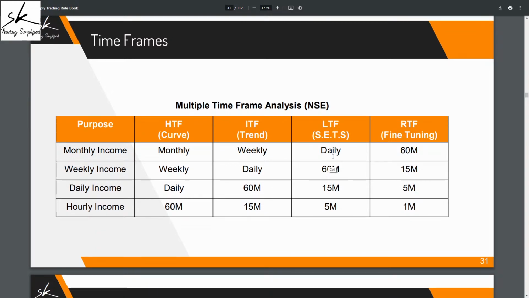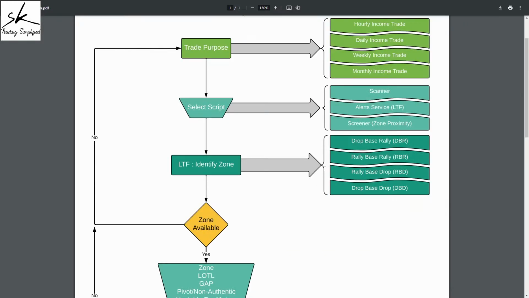So as soon as I am done with my step number 1, I select my purpose of trade, I get the clarity to what time frames I am using, plus what analysis I'm doing on each and every time frame. I have clarity to it. So my challenge number 1 is taken care of.